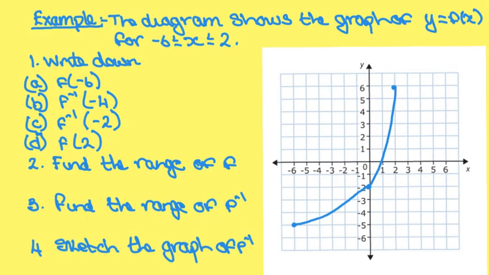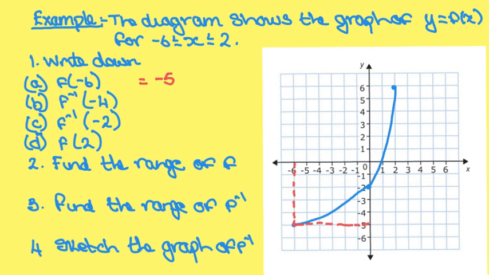Let's go through a typical example. The diagram shows the graph of y equals f of x for x between -6 and 2. 1. Write down a, f of -6. So I go to -6, go down to the graph and see what comes out. So -6, down to the graph and across, and what comes out is -5.